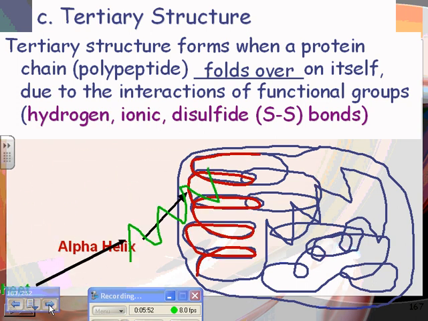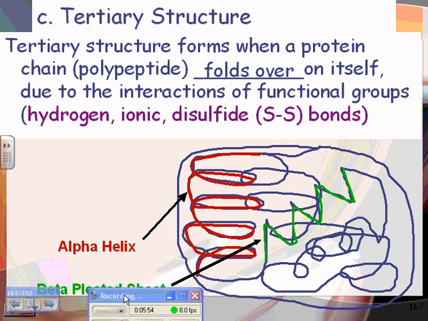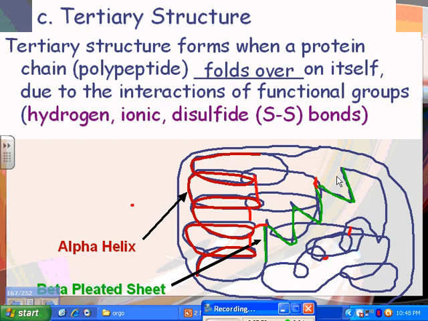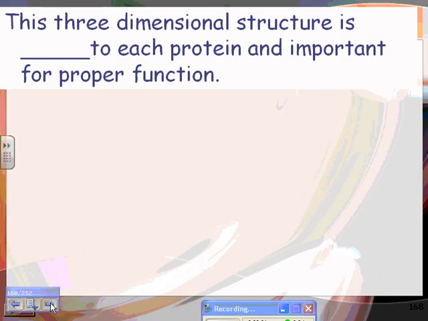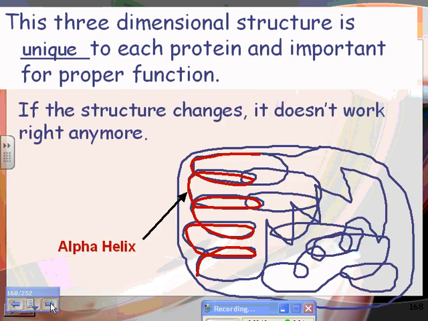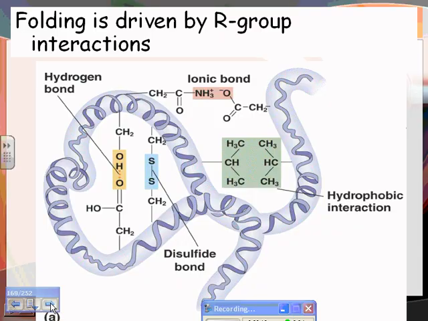So that would be the tertiary structure when you have this long chain and it folds over on itself. So that's an alpha helix and a beta pleated sheet, and those are all part of this one polypeptide chain. This three-dimensional structure is unique to each protein and important for proper function. So if the structure changes, it doesn't work anymore. Folding over is driven by R group interactions.